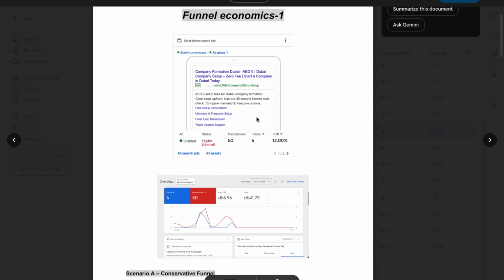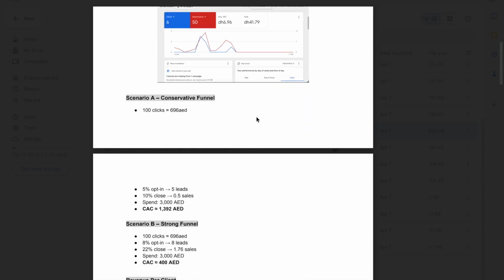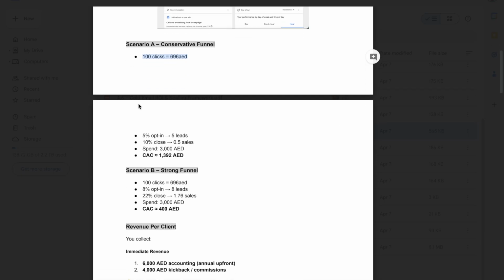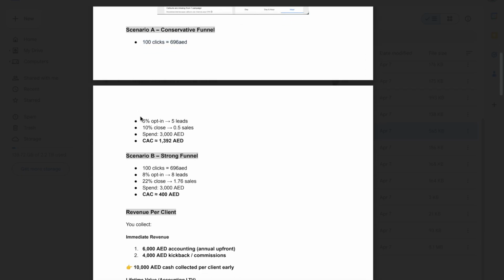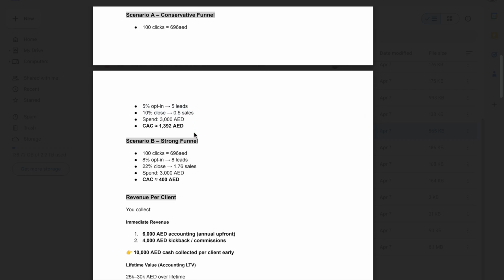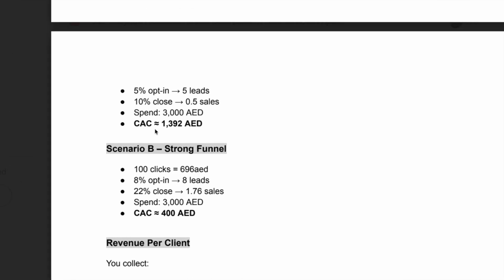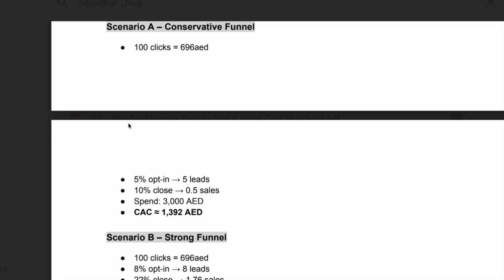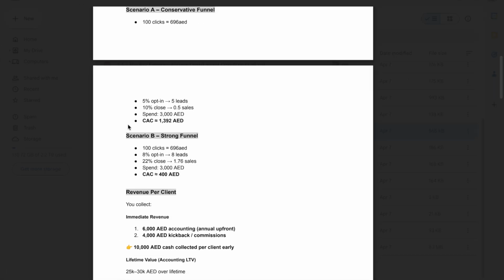Now let's break down the numbers. Cost per click is around 6 dirhams. You spend 600 dirhams to get about 100 clicks. The conversion rate, let's say, or the opt-in rate is about 5%. So 5% of people actually fill the form. Now, let's say your close rate is about 10%, your CAC or customer acquisition cost comes out to be around 1300 to 1400 dirhams. That's insanely profitable.